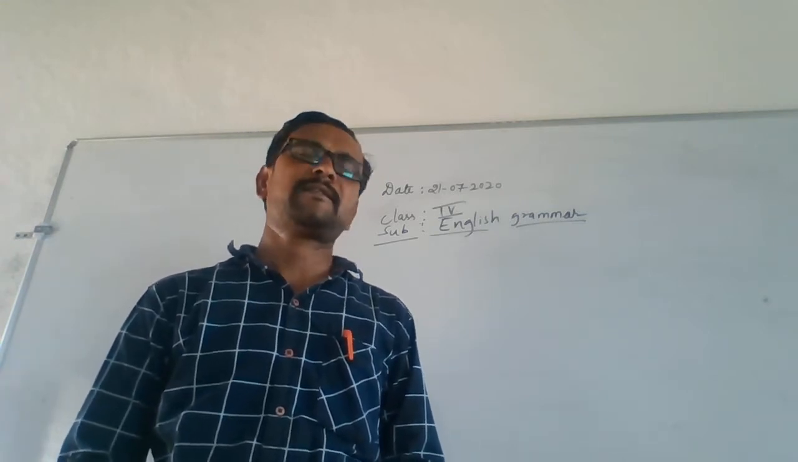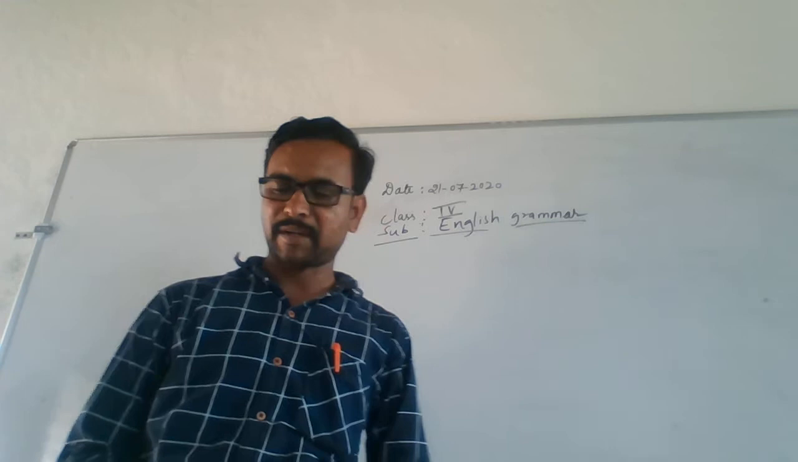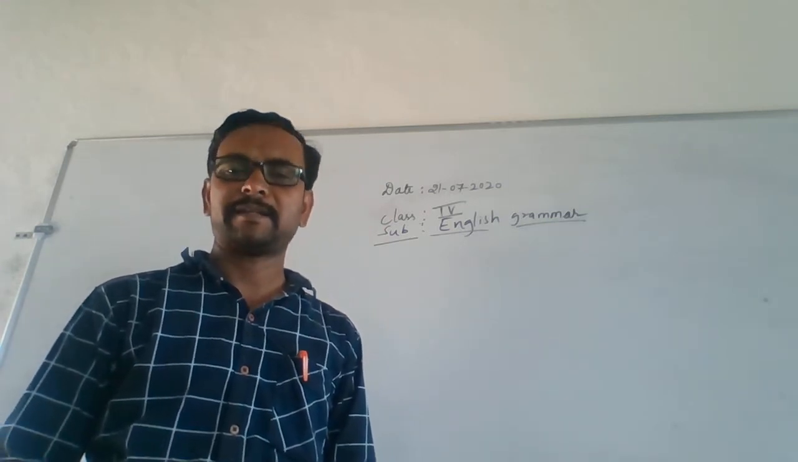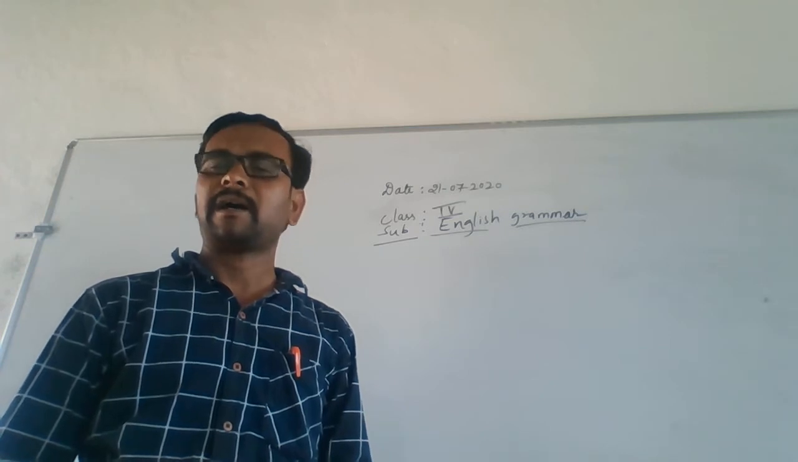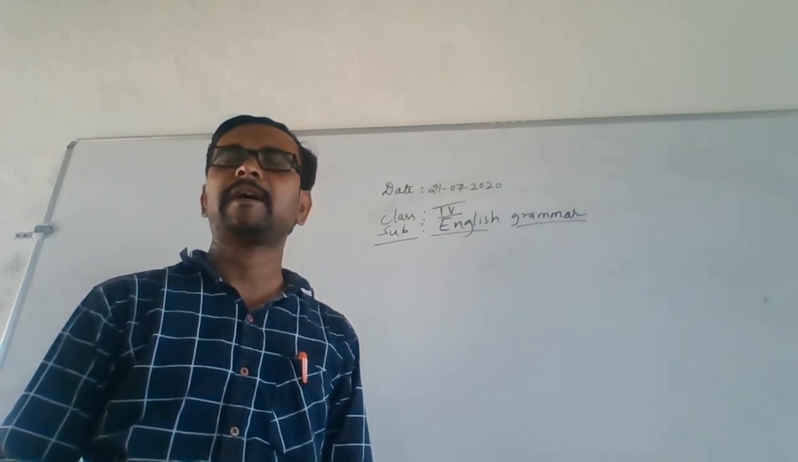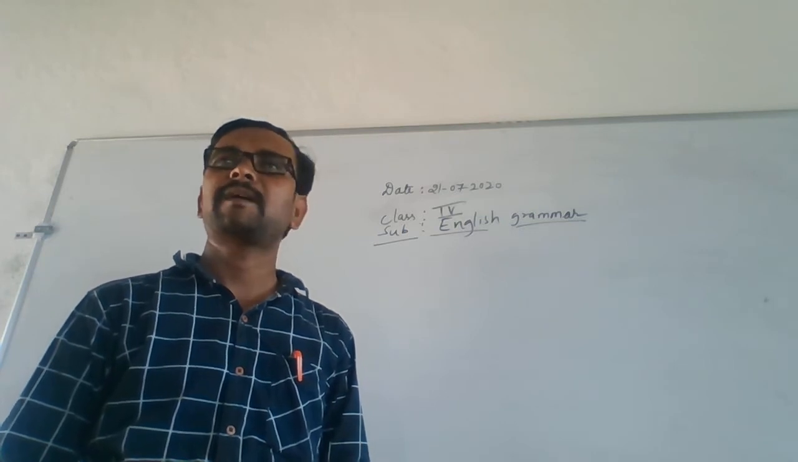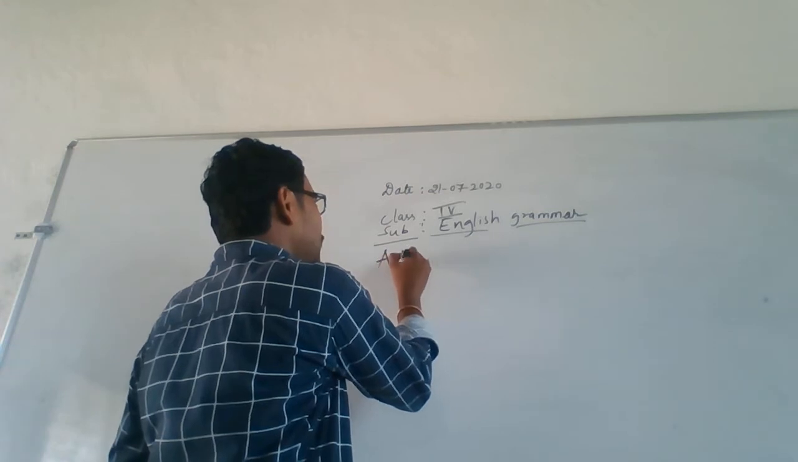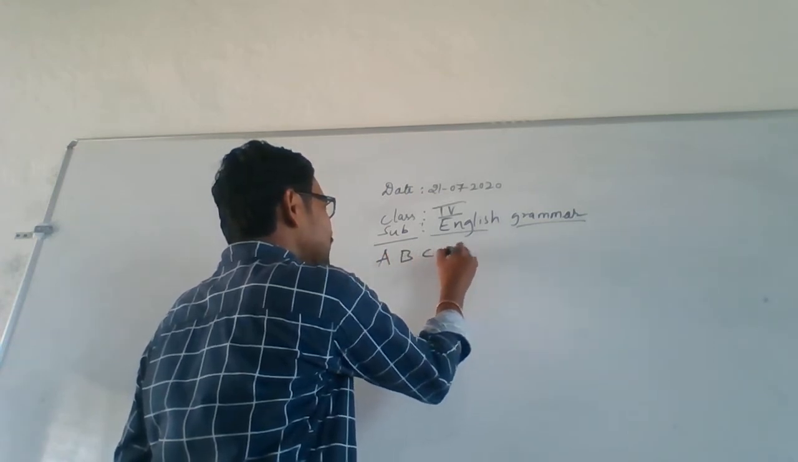Yes, alphabets. First thing is alphabets. Totally, how many alphabets are there in English? Tell me anyone. 26. There are 26.